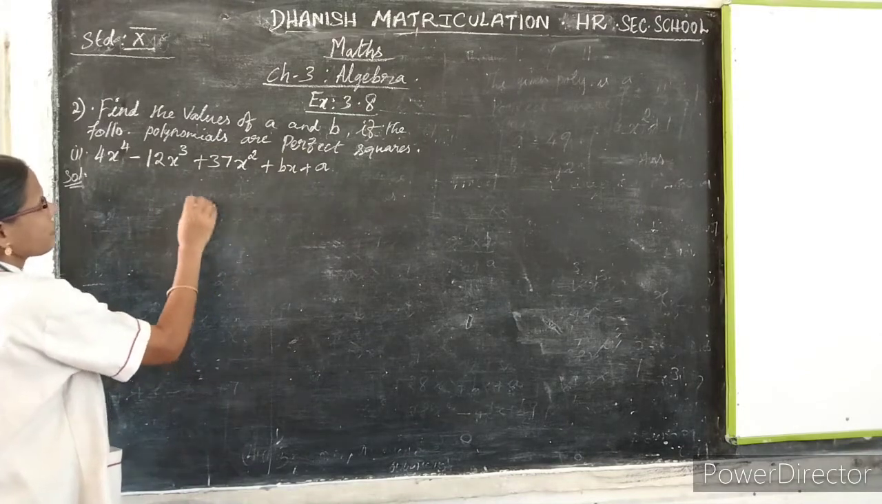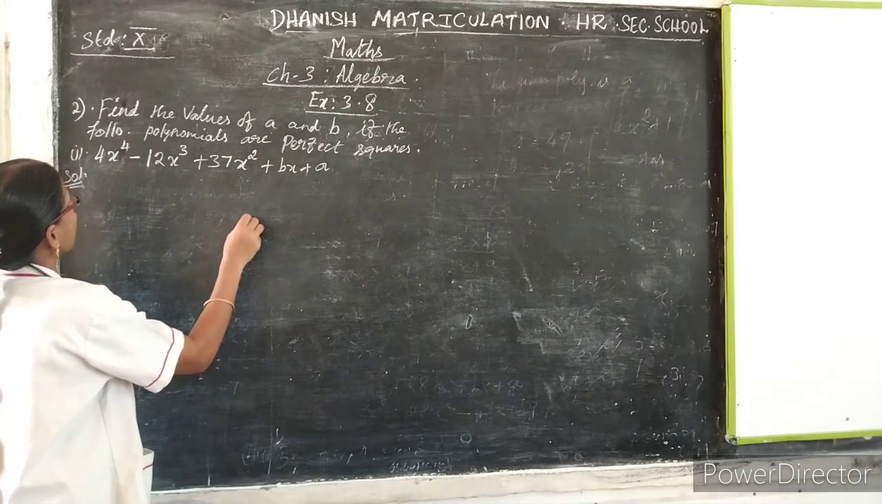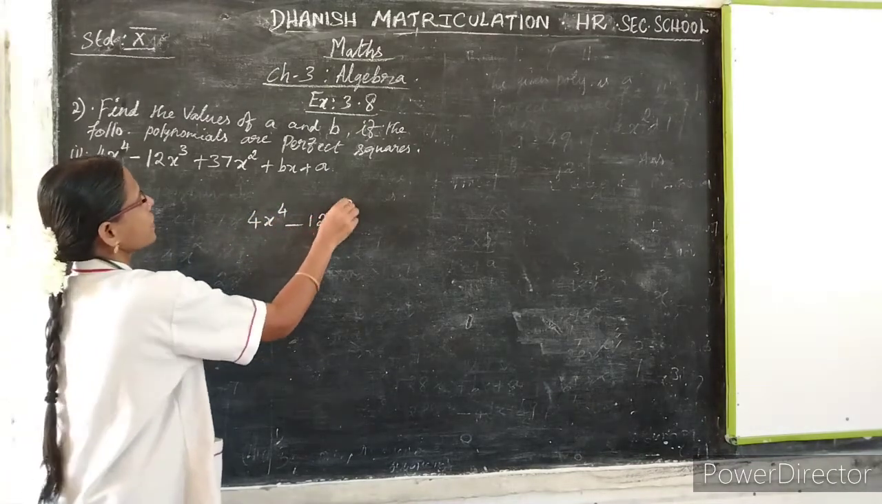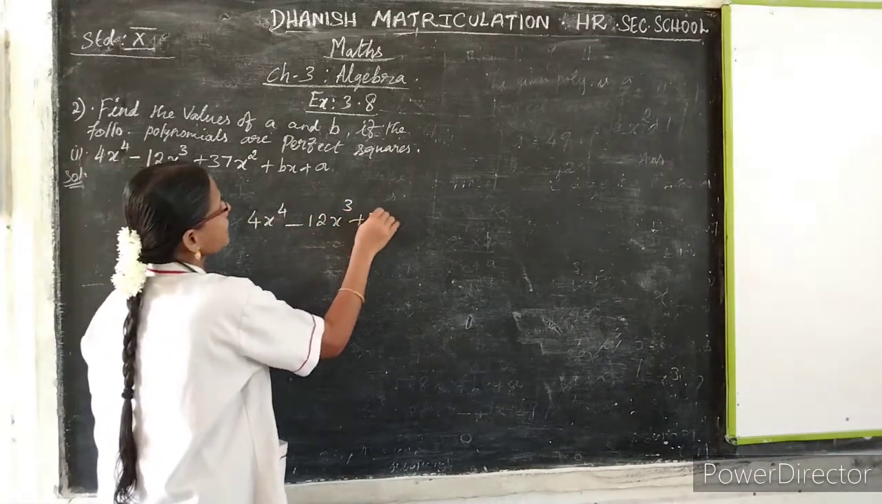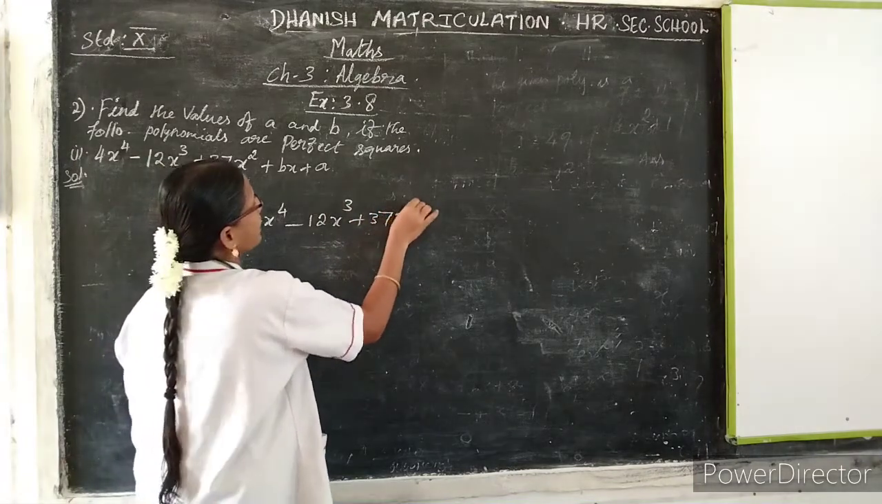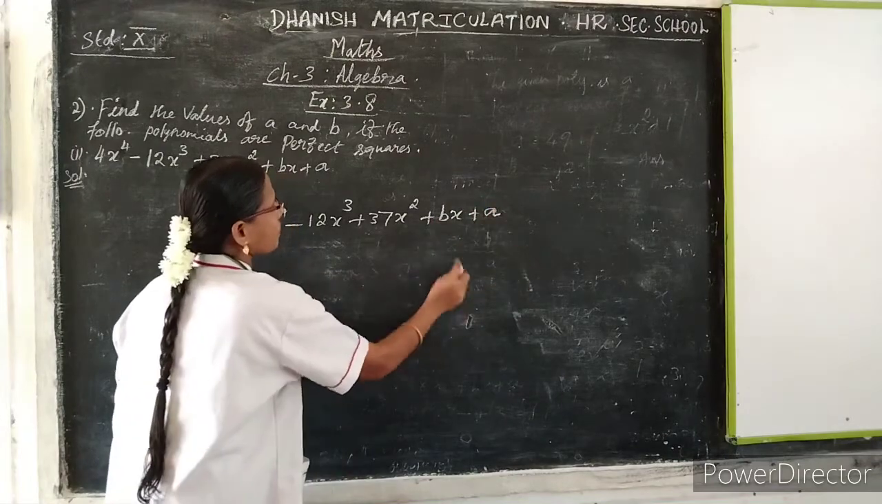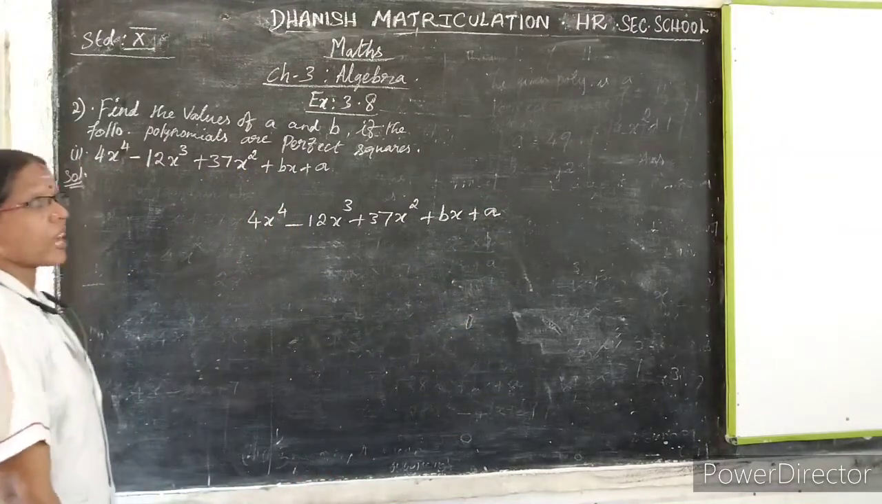So write the given polynomial in standard form: 4x^4 - 12x^3 + 37x^2 + bx + a. These two are our unknowns. That only we have to find.